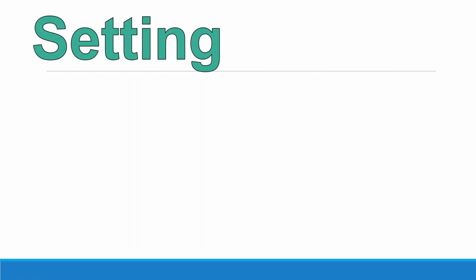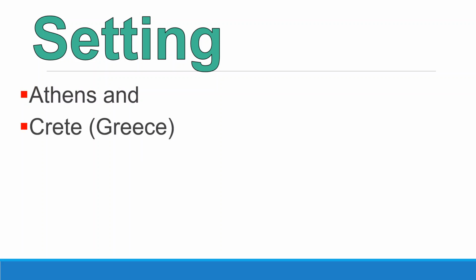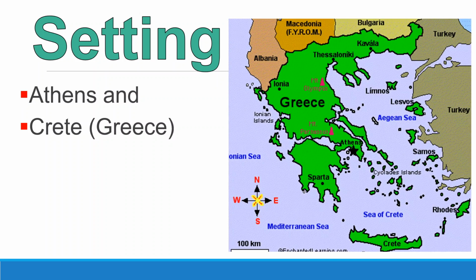So let's continue on the summary. Let's go with the setting. The setting is in Athens and in Crete, the island of Crete. These two places are actually in Greece. You can see here the map of Greece, and I'm going to show you here Athens. So here is Athens, and here is the island of Crete. Here are the Aegean Sea, the Sea of Crete, the Mediterranean Sea, and the Ionian Sea, okay? So that's the setting of our story, Athens, Greece, and Crete, Greece, okay?